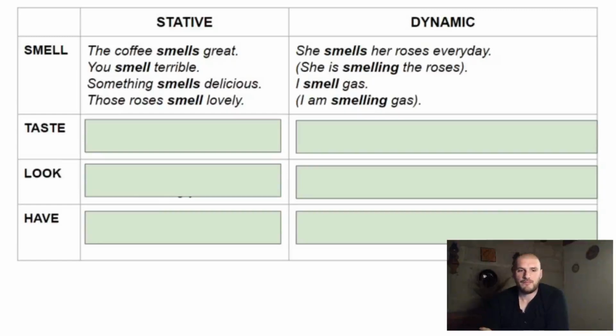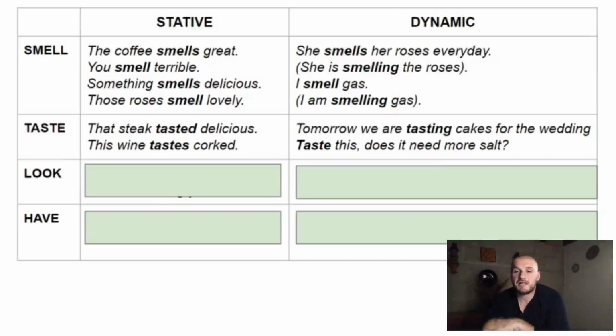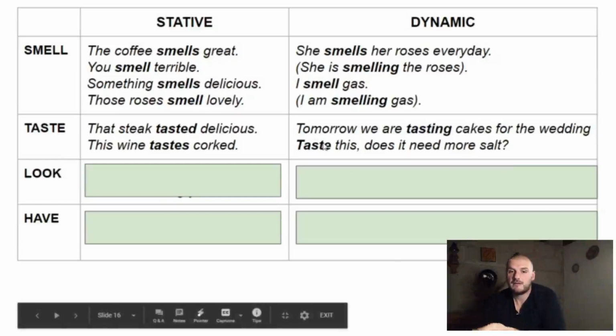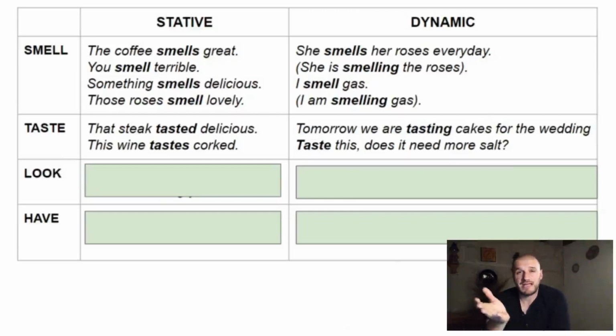Taste, very much the same. A stative verb, taste, you would say something like, that steak tasted delicious, or this wine tastes corked, which is when it tastes like the cork. It's the flavor, right? We're talking about the flavor. Or the dynamic, tasting, tasting something. Tomorrow we are tasting cakes for the wedding. Taste this. Does it need more salt? Okay, so these are two examples of taste as a dynamic verb. And you can see here the imperative form of taste this. Taste this. That's a dynamic verb, but it's not in ing form because it's an imperative. Okay, so just because it's dynamic, it doesn't mean it's always going to be in ing form.